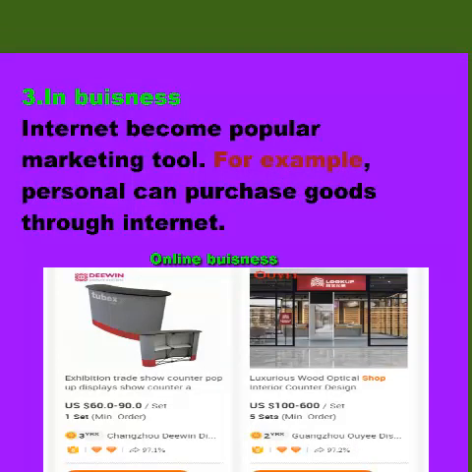Another, the third application, is in business. Computers and the internet have become a popular marketing tool. For example, a person can purchase goods through the internet. There are a lot of goods online. For example, you can buy anything, such as antivirus software. So computers promote the existence of business online. This is one of the applications of computers.